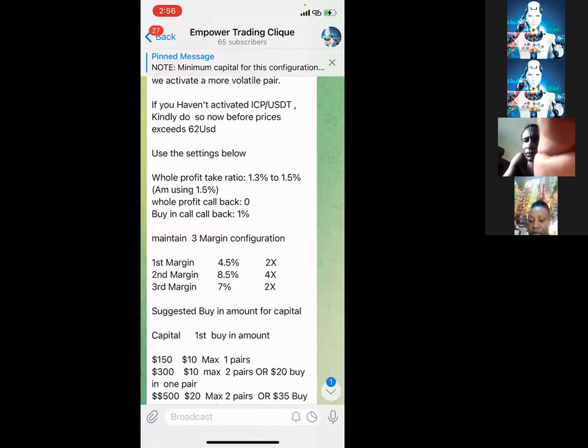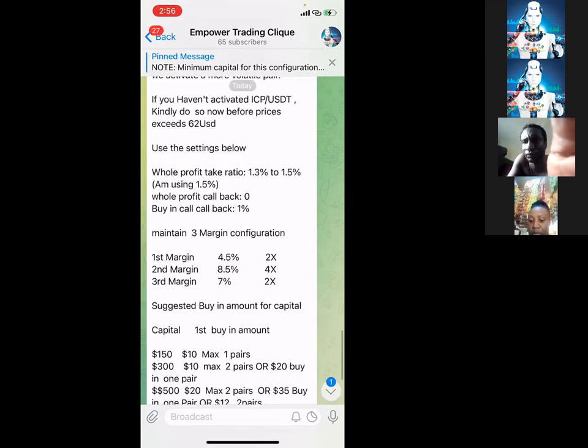Then what is buy-in callback? Buy-in callback means if the market, for example, gets to a point where it needs to execute a new transaction, the buy-in callback works with the margin configuration. Let me give you what it means. If the market hits against you, okay, you know what? Let's forget about the buy-in callback. Let's talk about margin configuration. When we talk about that, I will get back to buy-in callback to explain. Now, what is margin configuration?